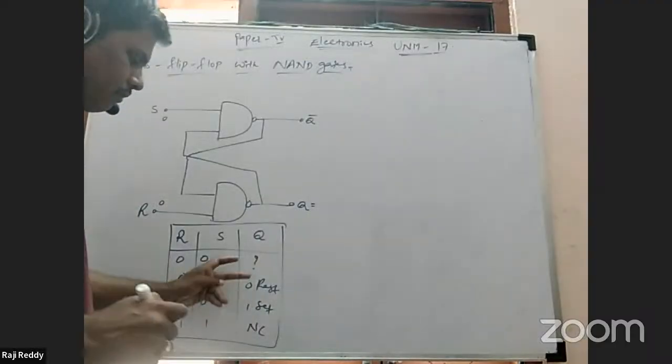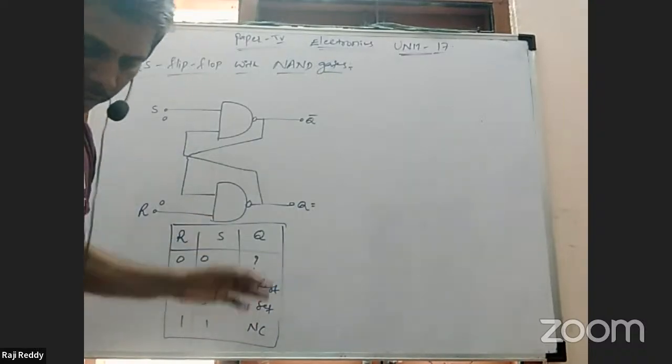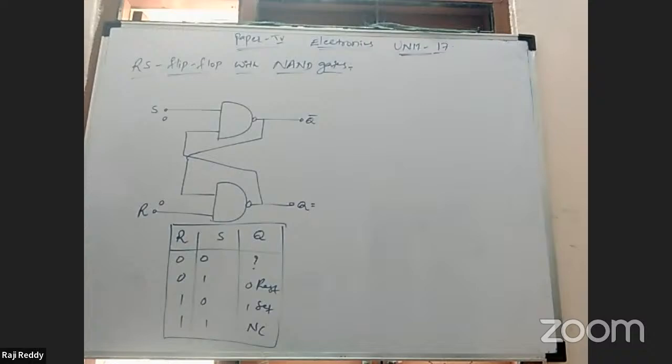Or first you can consider NOR gate, then you will get first no changes, then set, reset, prohibited. Then NAND gate will have the conditions in reverse of NOR. Okay. Yeah. This is set to reset conditions. You can remember it.